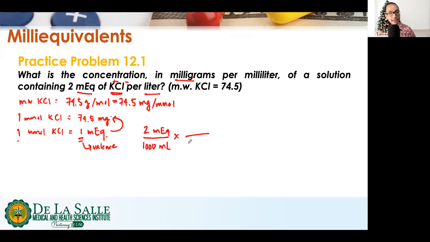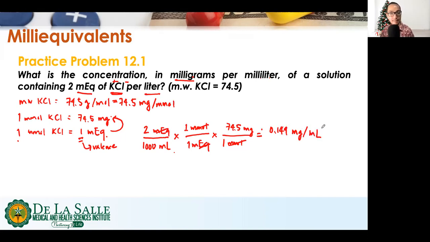Okay? And or para mas makita ninyo, ganito na muna. 1 MEQ of potassium chloride is equivalent to 1 millimole of potassium chloride. Okay? And we also know that the weight of 1 millimole potassium chloride is equal to 74.5 milligrams. Okay? So therefore, we can now compute for, cancel, milligrams per ml of your potassium chloride. And that is equal to 0.149 milligram per ml. Okay?